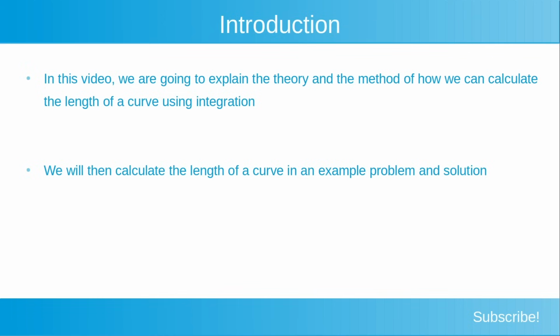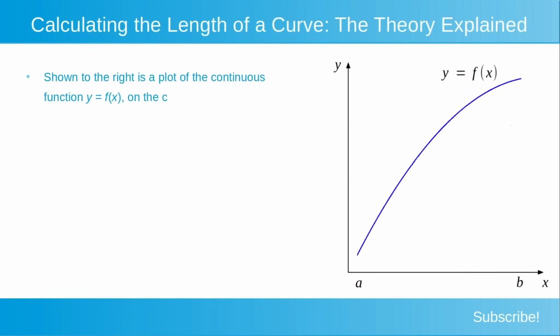In the next part of this video, we're now going to explain the theory and the method. Shown to the right is a plot of the continuous function y is equal to f of x on the closed interval from x is equal to a to x is equal to b. When we refer to the closed interval from x is equal to a to x is equal to b, we're referring to all of the points between x is equal to a and x is equal to b, as well as the points x is equal to a and x is equal to b.